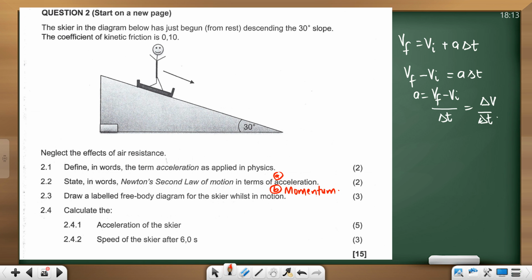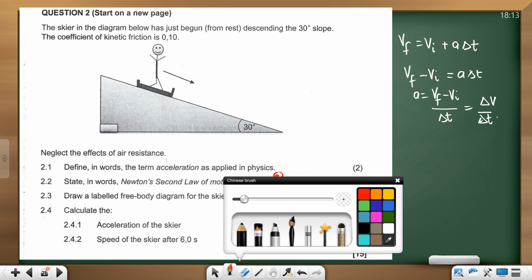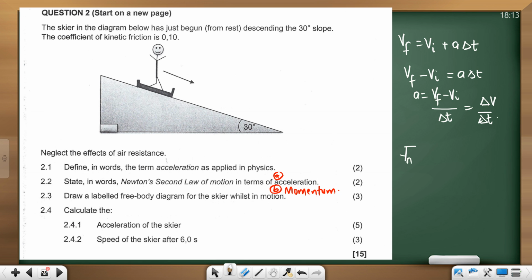What about the second one? Net force is the rate of change of momentum. That's the second one. So when they ask you in terms of momentum, that's what it means.